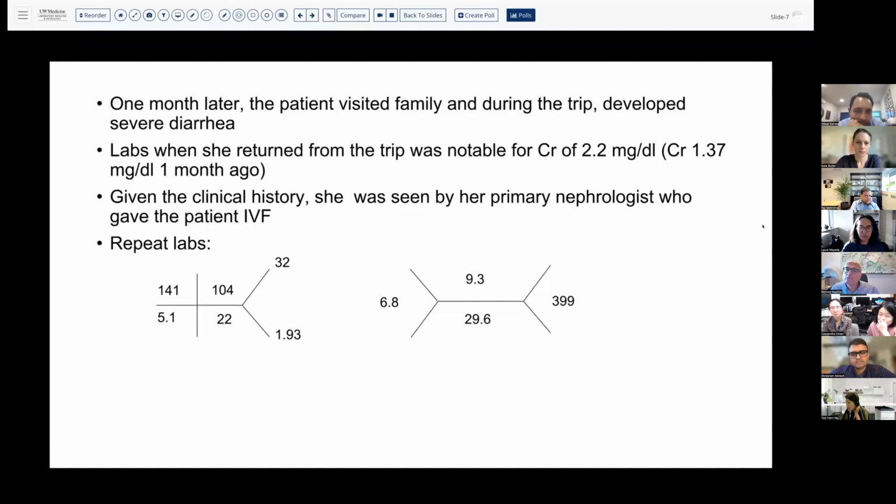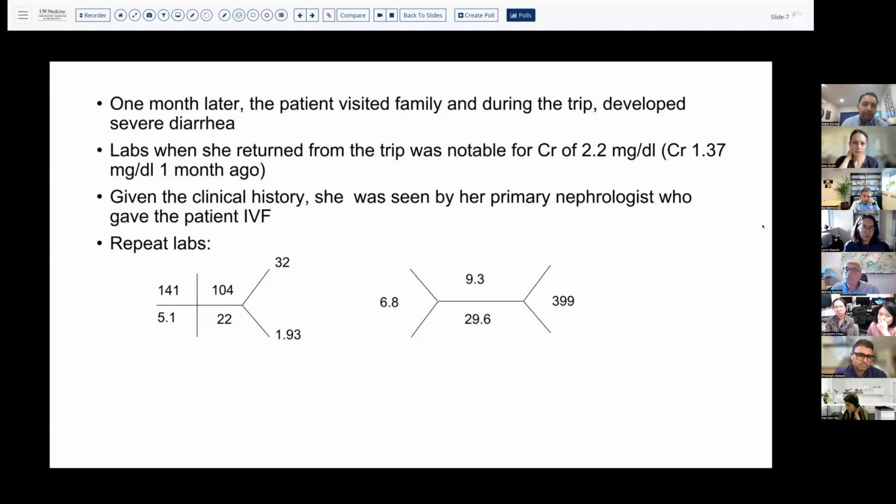So the history was about a month, sorry, not a month later, but a month ago, prior to us seeing her, she visited her family, and during the trip developed what she called explosive diarrhea. Apparently she was very sick during that time, even though we never got called. She came back and did labs for us and was noted to have a creatinine of 2.2 milligrams per deciliter. Her creatinine was 1.37 a month ago.